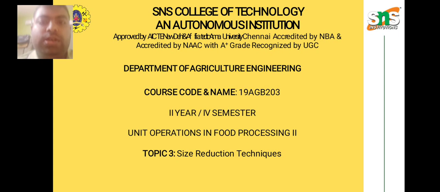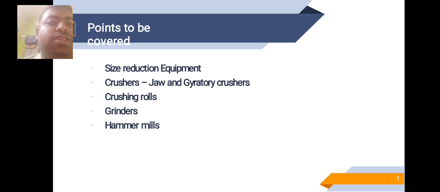Everyone, the topic is about unit operations in food processing, and the topic is on size reduction techniques. In the previous session, we have seen size reduction equipment: crushers, which are jaw and gyratory crushers, and crushing rolls. In the next session, we are going to see about grinders and hammer mills.